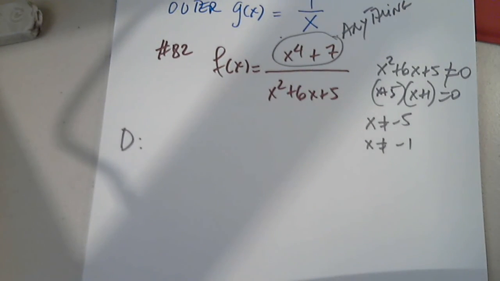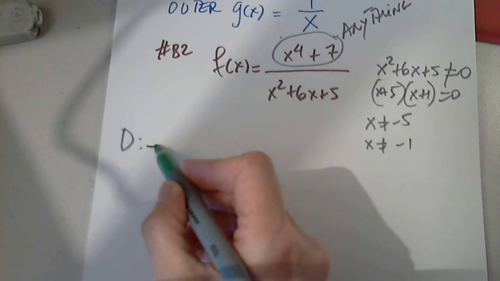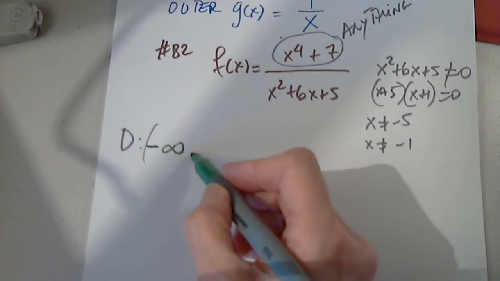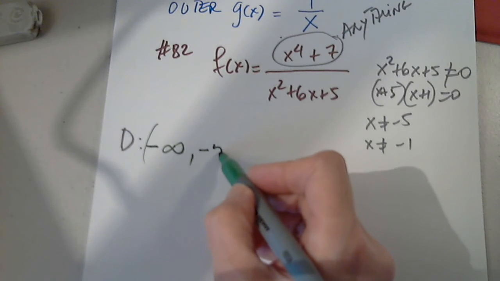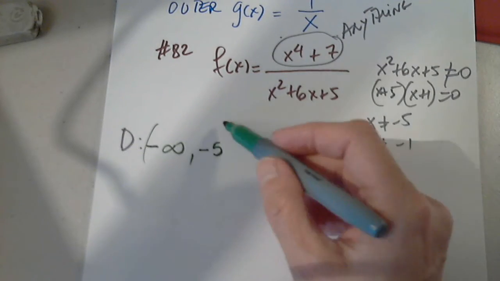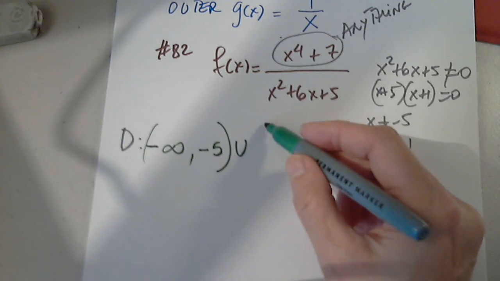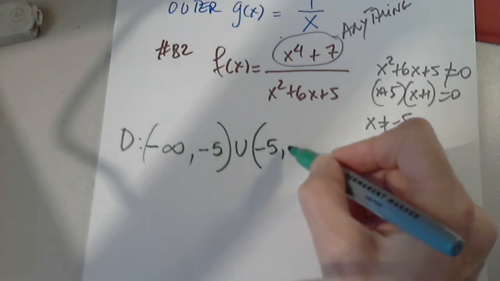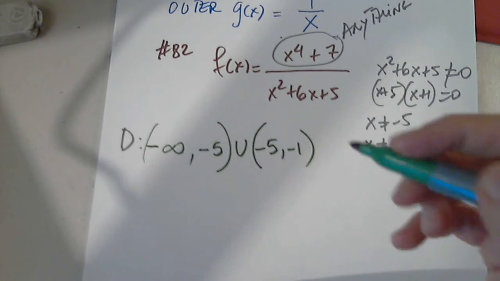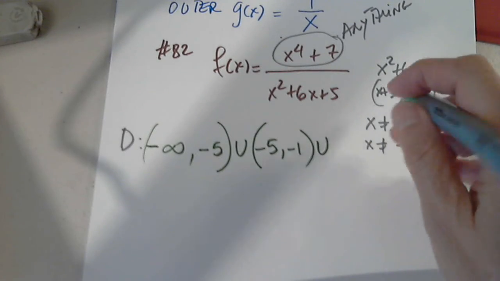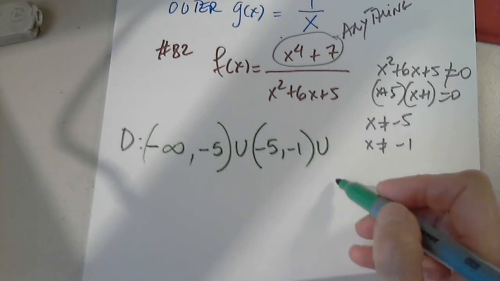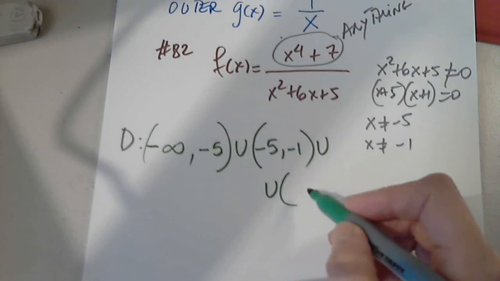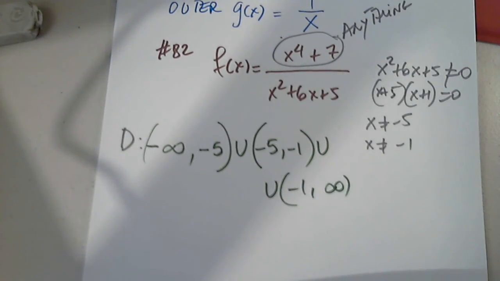Anyone? Would it be negative infinity, comma 5, and the union of 1, comma... I have to start where I stopped. My bad. No problem. That's why we discuss all this. I don't have enough room here, so I'm going to continue here. So union, negative 1 to infinity.